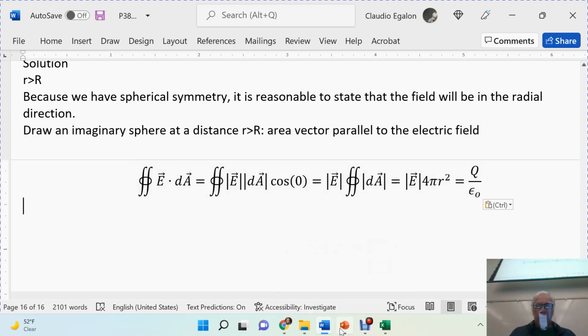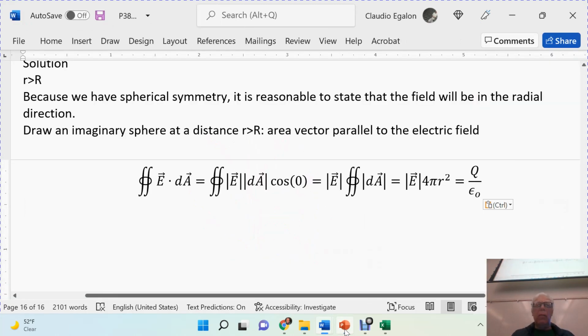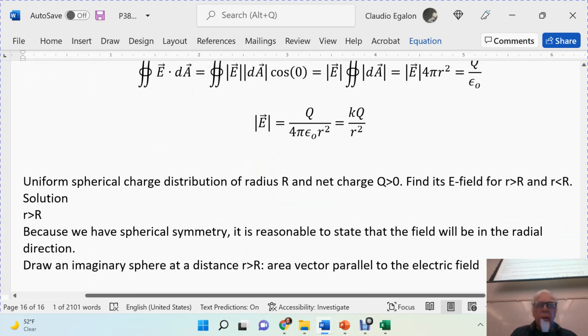And not only that, the enclosed charge is going to be big Q as well, because this imaginary sphere encloses this whole charged sphere. This whole charged sphere has a net charge of big Q. So this thing is just like the point charge problem. What's not like the point charge problem is for r less than big R. But let me finish this one first. Here you go.